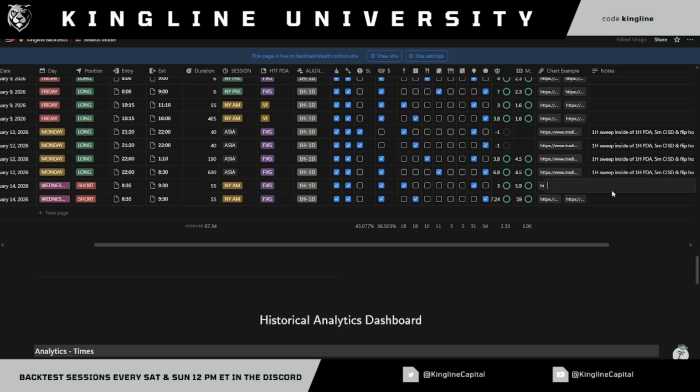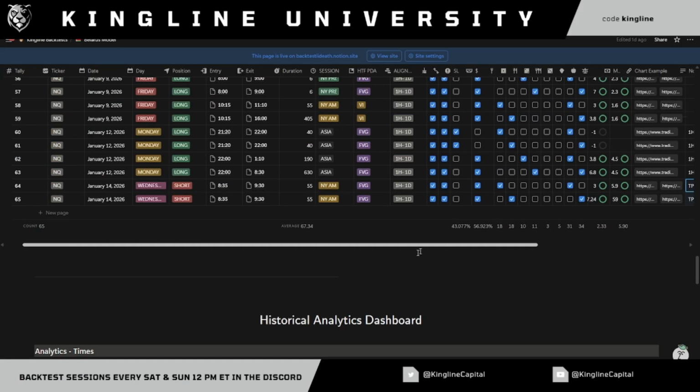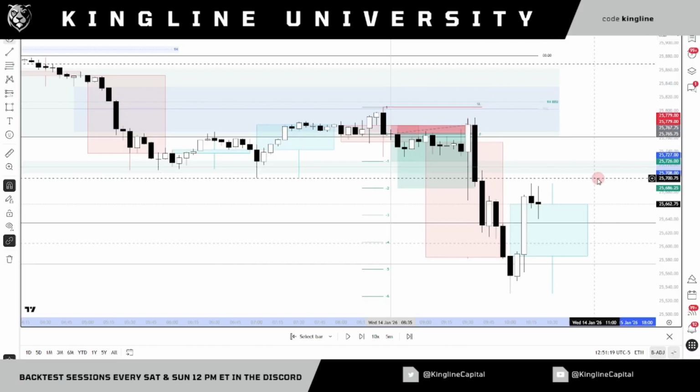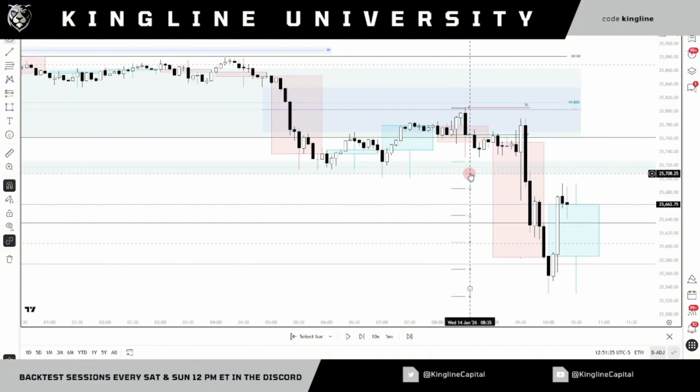All right, and the note I want to make here is that TP was hit prior. That way we can see from the chart that we didn't get stopped out. We hit TP first. Okay, any questions? We are hitting 1 p.m. right now.